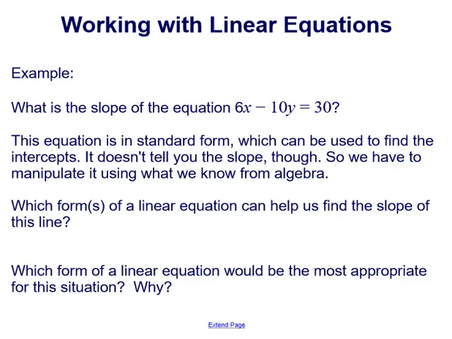So here's our first example of that type of problem, where we're asked to find the slope of the equation 6x minus 10y equals 30. This equation is currently in standard form, which can be used to find the intercepts of an equation. It doesn't tell you the slope though, and that's what this question wants. So we have to manipulate this equation using what we know from algebra.